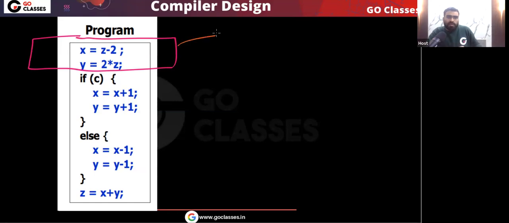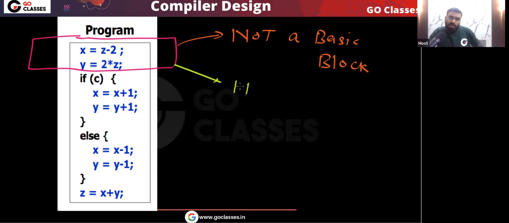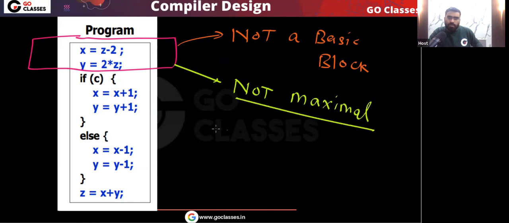So this is also not a basic block. The reason, let me tell you, is that it is not maximal. Why is it not maximal? It is not maximal because, see, after this instruction, I can guarantee this instruction will execute.